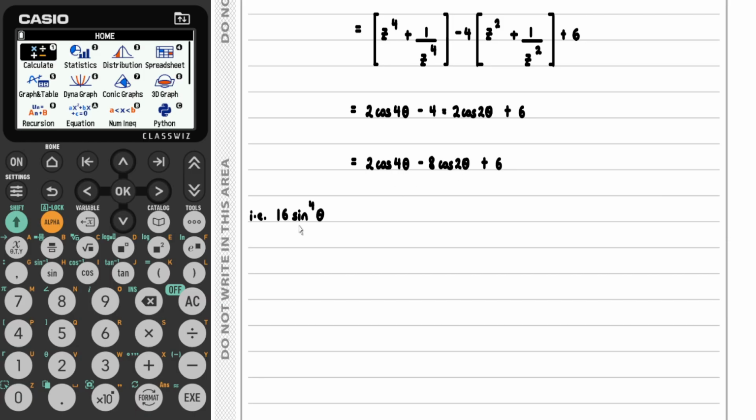Meaning we've got this 16 sine theta to the 4, which is what z subtract 1 over z to the 4 is, and this will equal 2 cos 4 theta subtract 8 cos 2 theta plus 6, and if I divide both sides by 2, we end up with 8 sine theta to the 4 equaling cos 4 theta subtract 4 cos 2 theta plus 3.